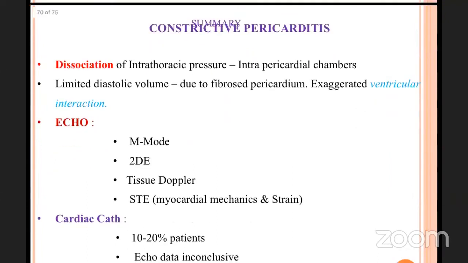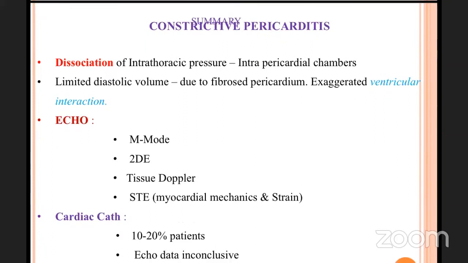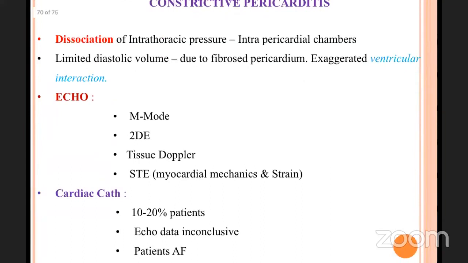So in summary, constrictive pericarditis is characterized by thickening and fibrosis of the pericardium, which causes a dissociation of intrathoracic pressure from the intrapericardial chambers. The second thing is that it also causes exaggerated ventricular interaction. It is important to use echocardiography as the first-line investigation, and in difficult patients you can use MRI and CT for thickness of the pericardium, for inflammation of the pericardium, and for late gadolinium enhancement of the myocardium using MRI.